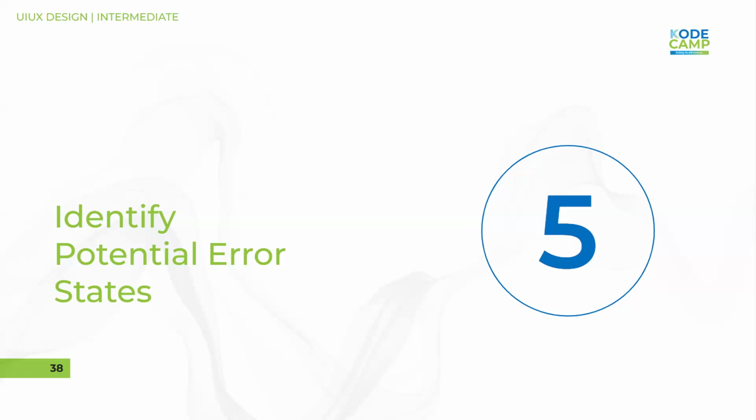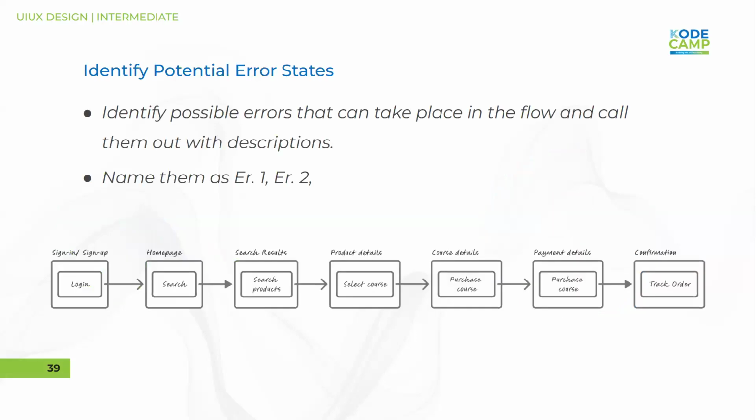So plan for them. How do we do this? Identify possible errors that can take place in the flow and call them out with descriptions. You can name them error 1, error 2, error 3, whatever you want to name them. That's up to you. So looking at this flow, where do you think an error can come up?